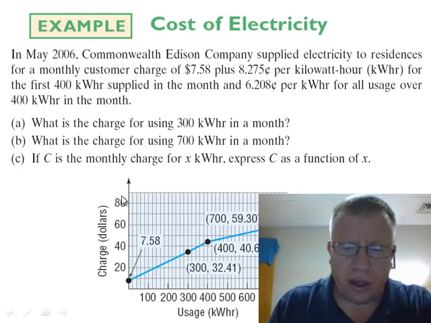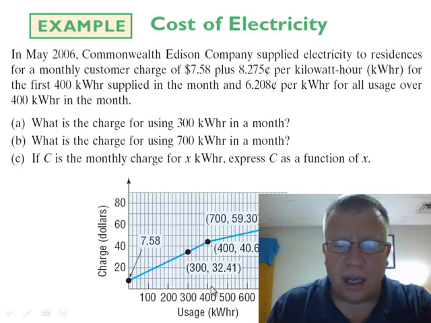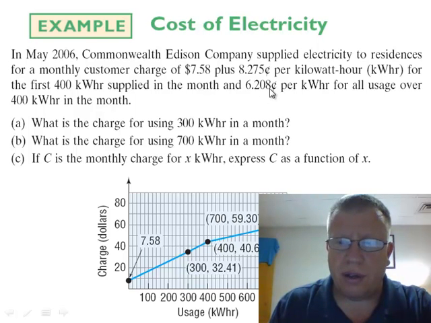Notice also on the vertical, we've got dollars, as in the cost that is being charged to us, until we get to 400 kilowatt hours. And then we see the changeover. After 400 kilowatt hours, we're going up, meaning the cost is going up at a rate of 6.208 cents per kilowatt hour.